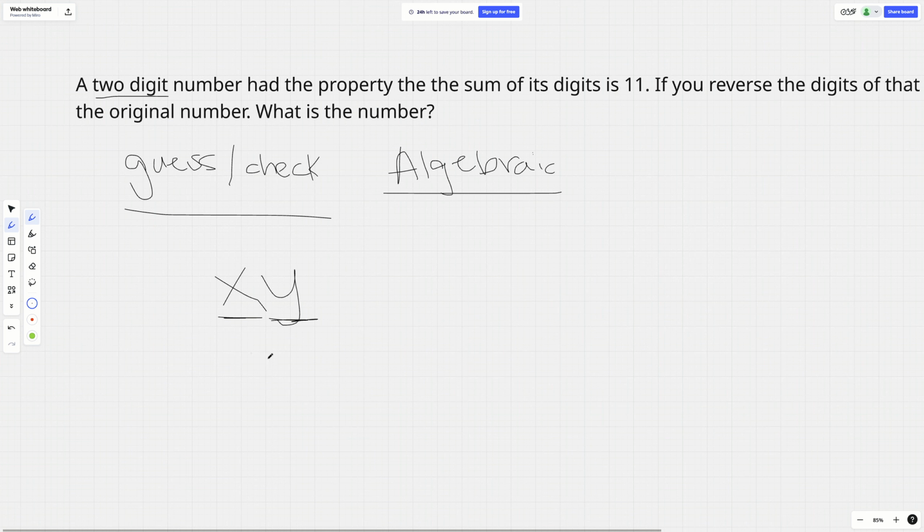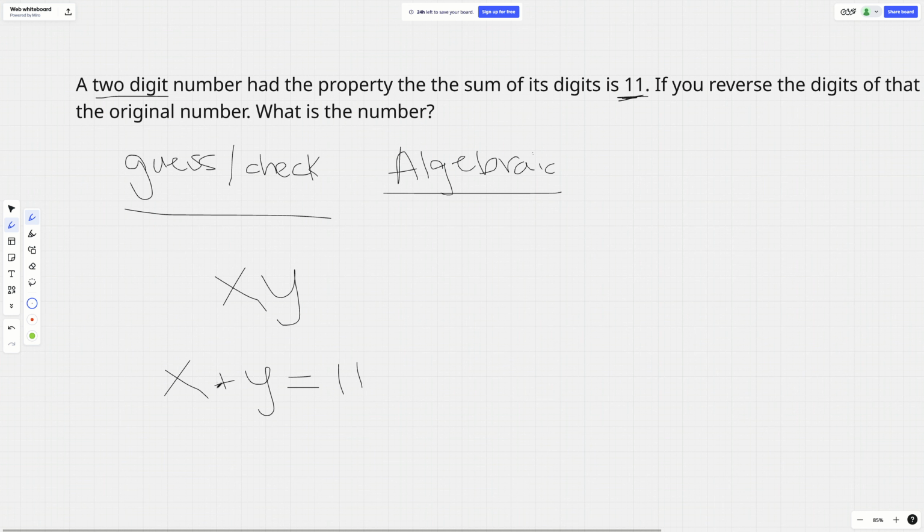Now, if xy in this format is our two-digit number, that initial or the original one, well then we know that based on the first property of this two-digit number, x plus y has to be equal to 11. And we know this because x and y are the two digits in this two-digit number, and the sum of the digits has to be equal to 11. And if the sum of our digits is the sum of x and y, well then we know that x plus y has to be equal to 11, and hence why we have this initial expression here.